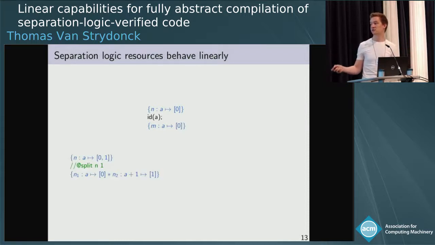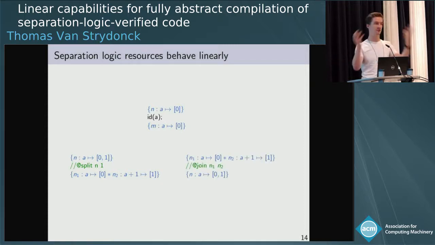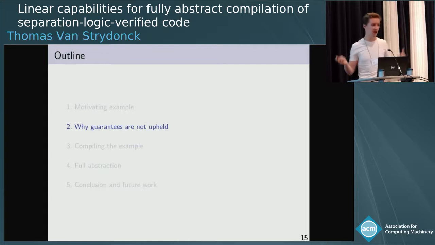We also, at the source level, to give another example of linearity, have a split ghost command, which operates on logical state, which takes a resource n and splits it into two adjacent resources n1 and n2, in this case at index 1. Dually, we also have a join ghost command, which takes two resources and linearly combines them into one. So why are guarantees not upheld in this scenario?